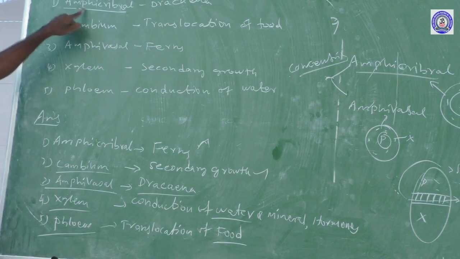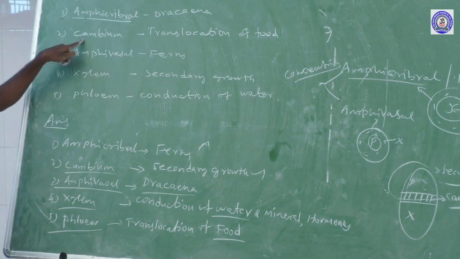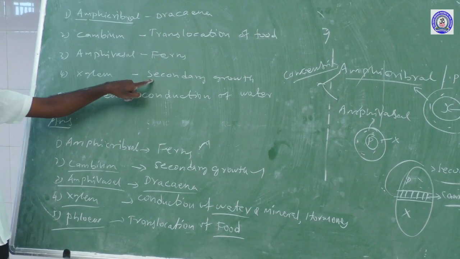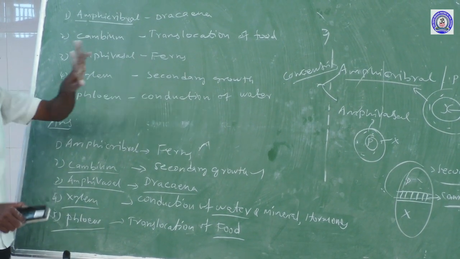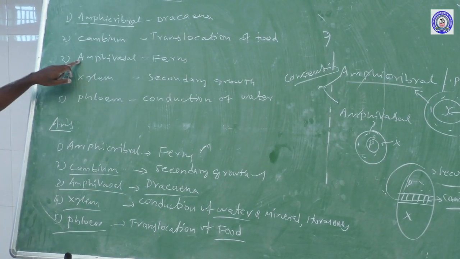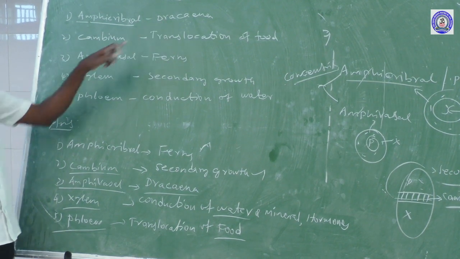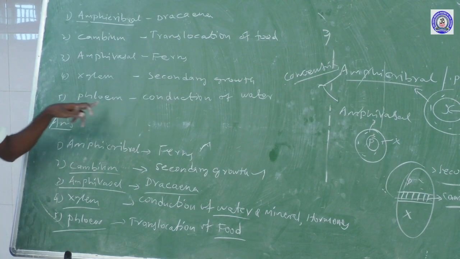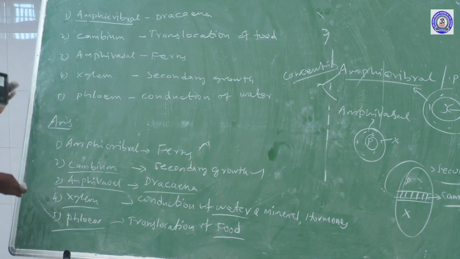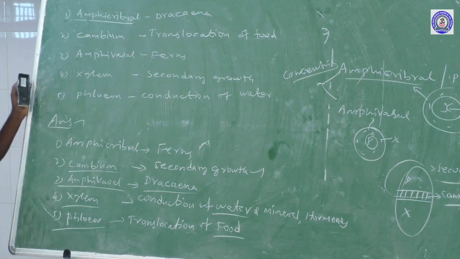To summarize: ambicrural vascular bundles are found in pteridophyte ferns. Cambium lies between the xylem and phloem elements and is involved in secondary growth in dicot stems. Ambivasal vascular bundles are found in Dracaena. The xylem conducts water, minerals and hormones, and the phloem translocates food material. That is the correct answer. Okay, thank you.